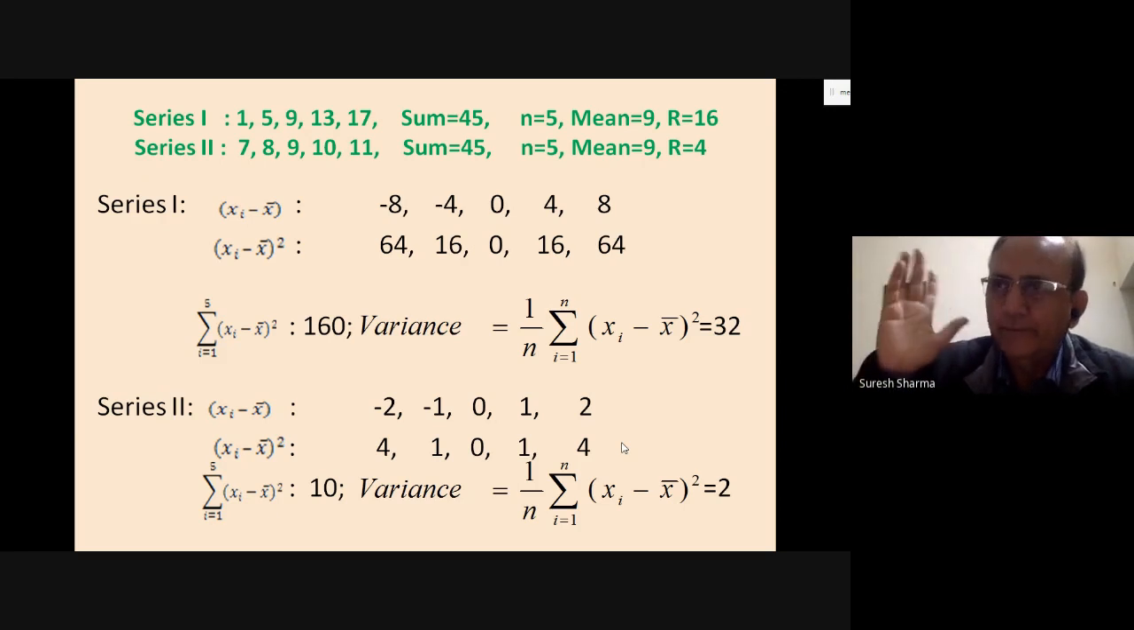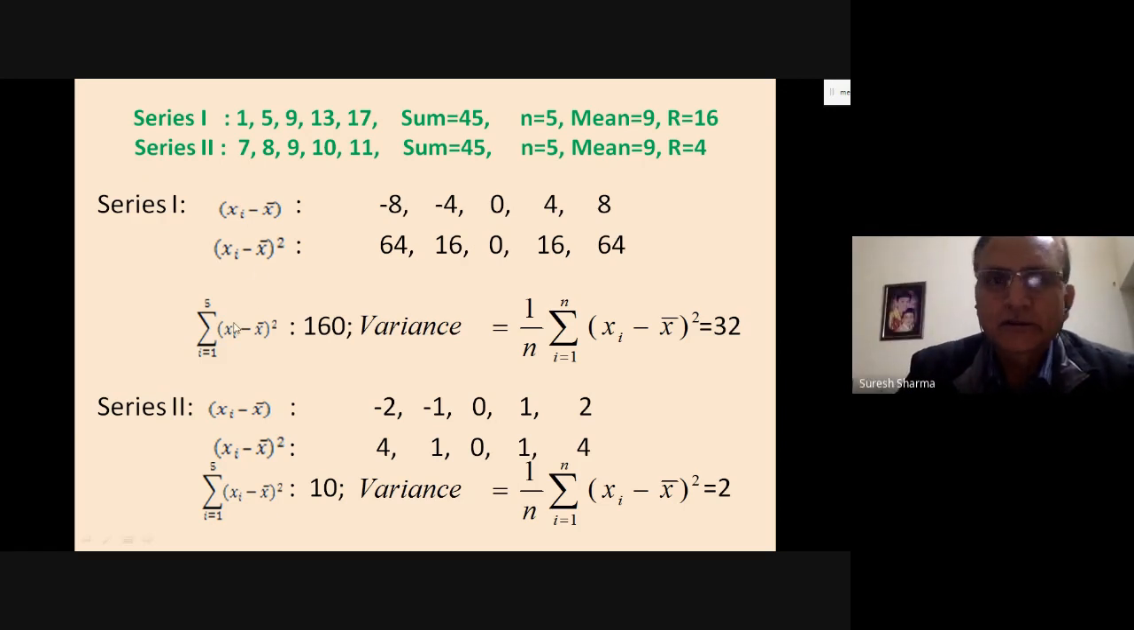Suppose I take the sum of these squares. Sum in statistics is denoted by this symbol, which is called summation. There are five observations, I going from 1 to 5, XI minus X bar square. Sum means addition of this. So if you add 64 plus 64, 128, plus 16, 144, plus 16, 160. So this sum is coming out to be 160. What about series 2? 4 plus 4, 8, plus 1, plus 1, 10. This is coming out to be 10.